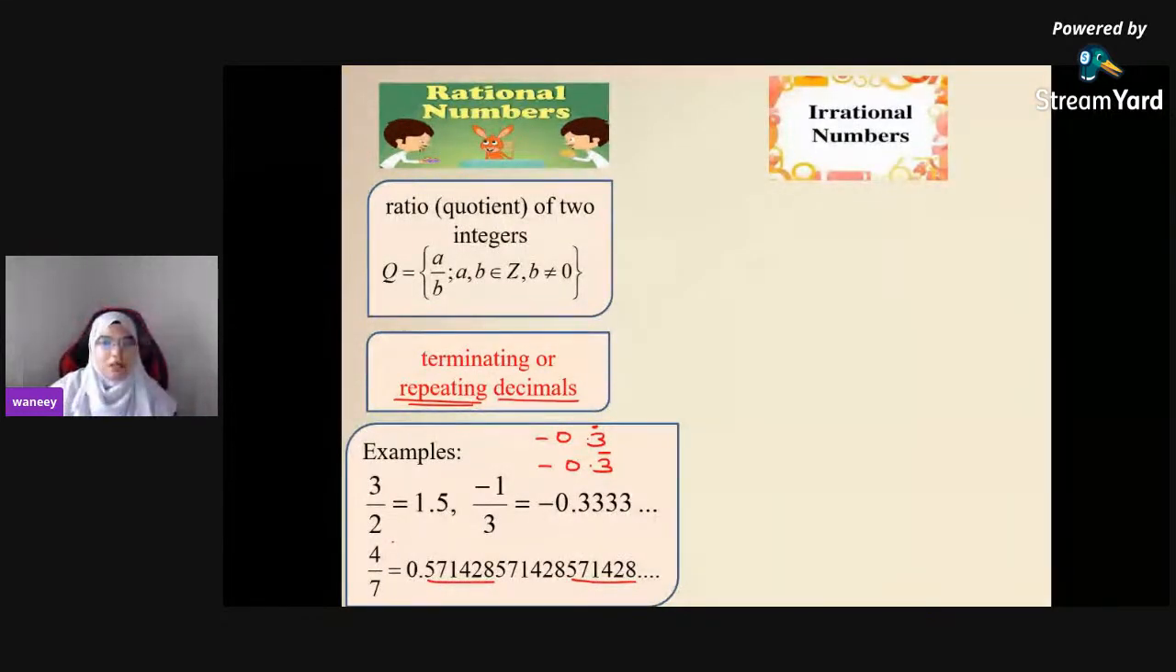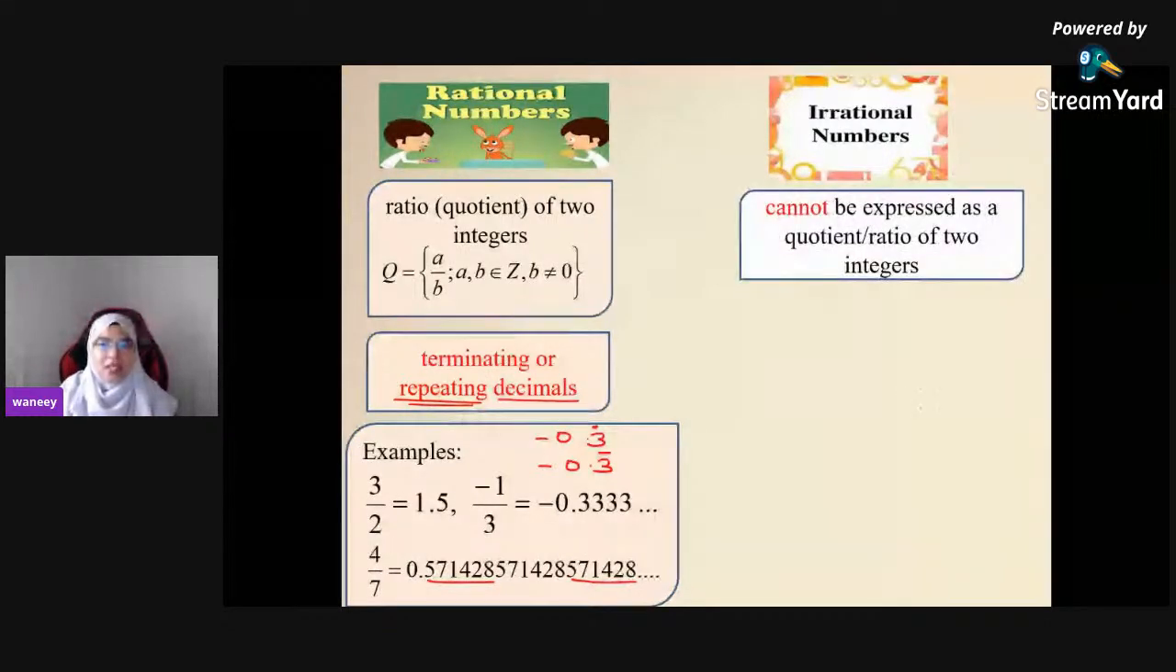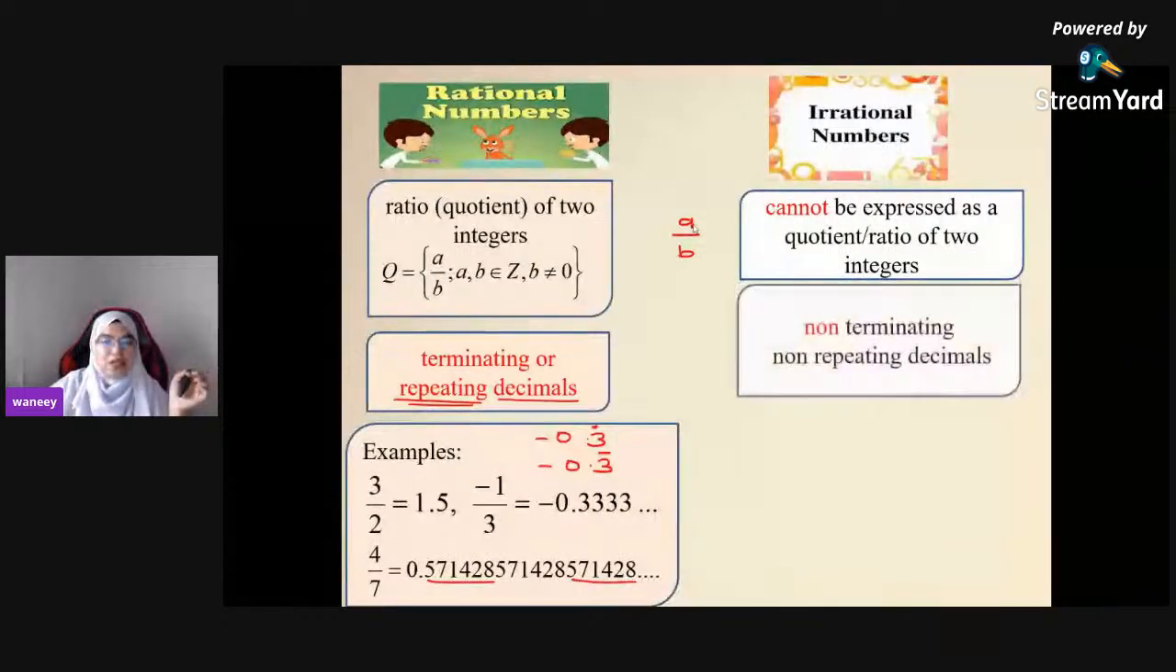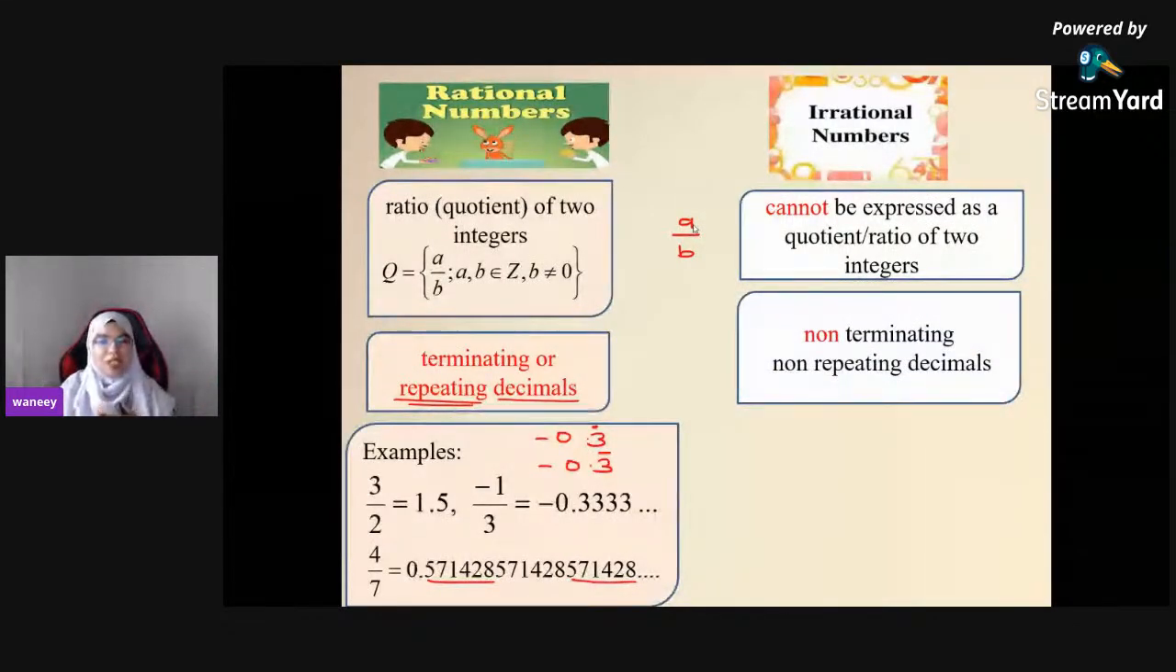Okay, so irrational number cannot be expressed as a quotient or ratio of two integers. So before this, we can easily write them down as a/b, where both of them are actually integers. But this time, if you have a/b, one of them is definitely not an integer. So if we are referring to some decimal places, it is non-terminating and non-repeating. So we are not going to repeat the same digit, and we are not going to terminate them after a few decimal places. So that is why we call them irrational numbers.